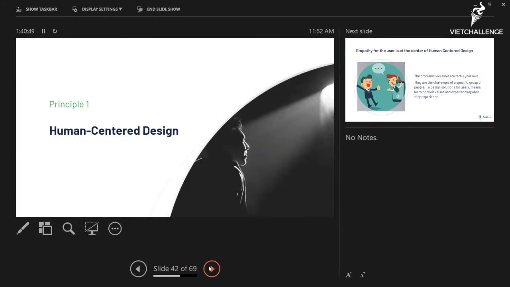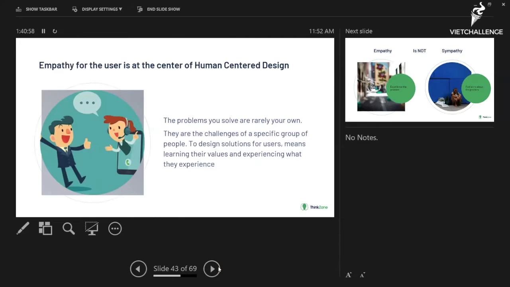First, human-centered design. What does human-centered design mean? It means that you put the human at the center. It's not about your solution. It's not about what you think. It's about the human that you design for, the user, their needs, their problems, their desires, and then adjusting your solution for that. So to reiterate, the problems that you solve are not necessarily your own, or many times not the problems that you experience. So these are the challenges of a specific group of people.